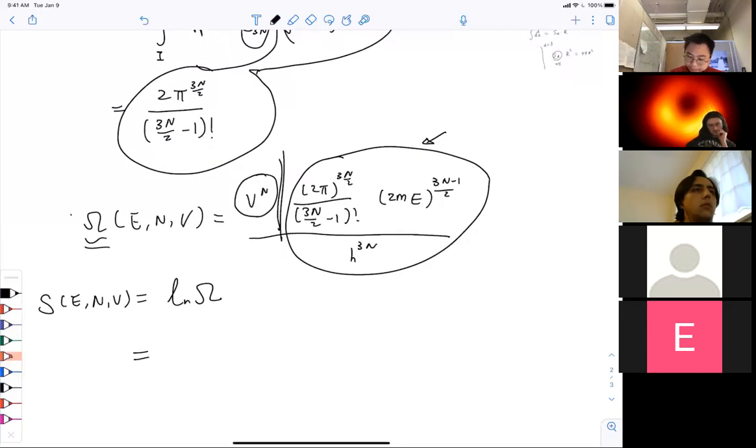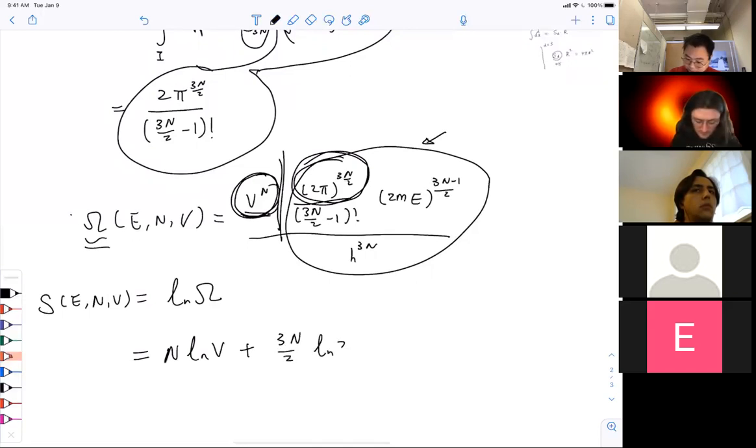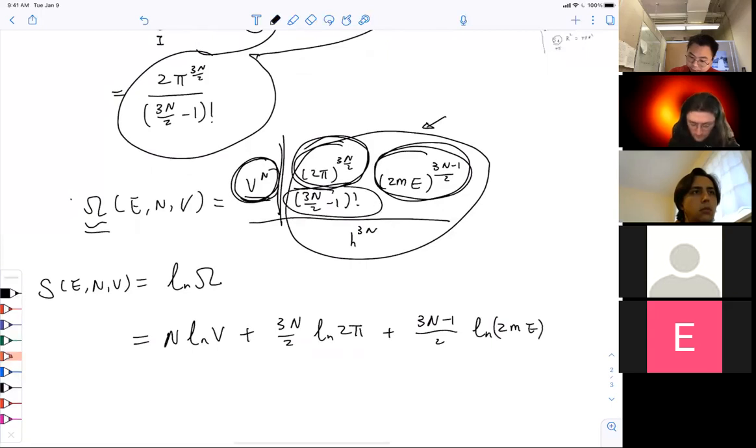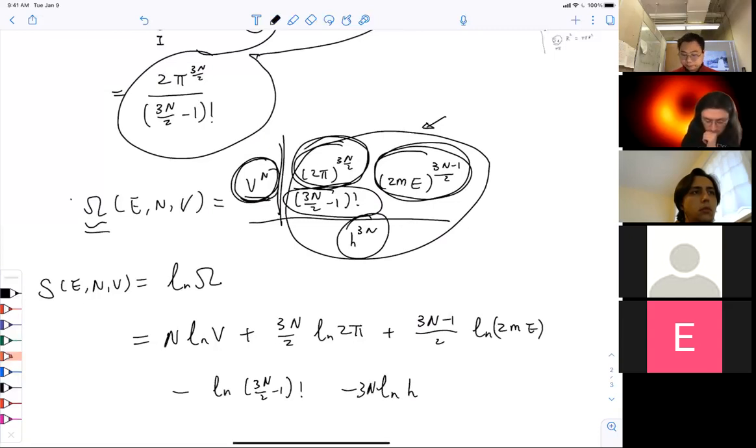You take a log. It looks very complicated, but it's just some simple algebra. So for example, this guy gives us n log V. And this numerator gives us 3n over 2, right? This guy gives us, I just write it down term by term. And this factorial is nothing but a minus sign, because it's on the denominator. And also this guy. So you can simplify it.